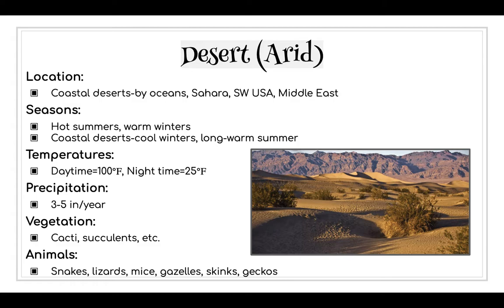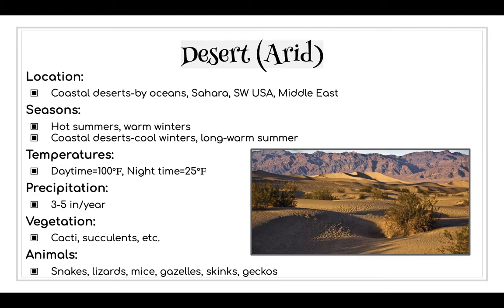In the coastal deserts, you'll have cooler winters. It usually gets very, very cold at night in deserts because there's no cloud cover to keep some of the temperature in. So all that warmth from the sun throughout the day just gets released at night, and so it can get very cold, especially at night. But they do have long, warm summers. Temperatures can range anywhere from daytime 100 degrees Fahrenheit to nighttime down to 25, so that's below freezing.